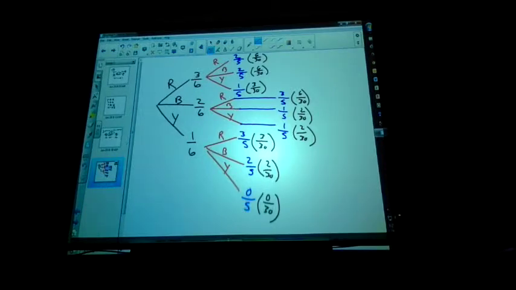So is this a true tree diagram? Yes. 30 out of 30 is a whole. It matches up. It will work out. We have all of our events to take place. So this is going to allow us to answer the rest of the question.